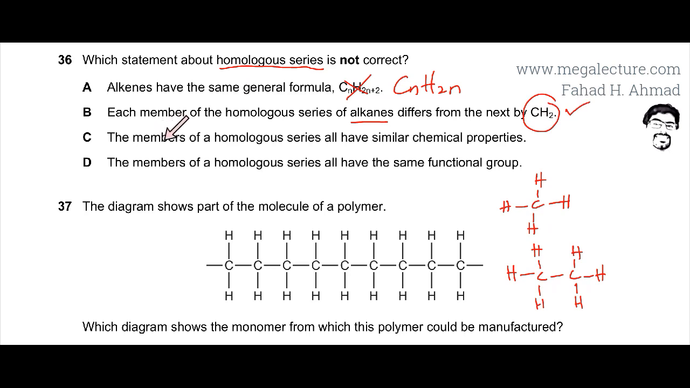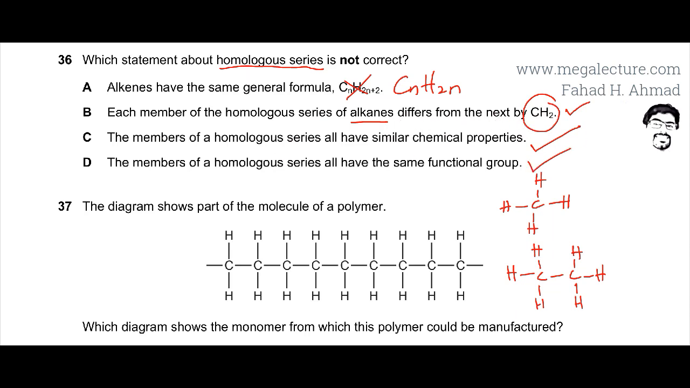Let's look at C. The members of a homologous series all have similar chemical properties. This statement is also correct. That is why you're putting them all in the same family of compounds, the same homologous series. And option D is the members of a homologous series all have the same functional group. So they have the same group of atoms, which is why they always have the same chemical reactions. So this statement is also correct.